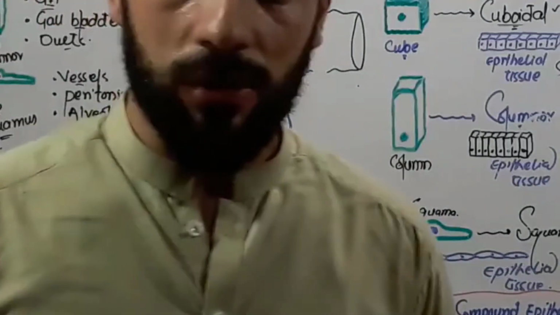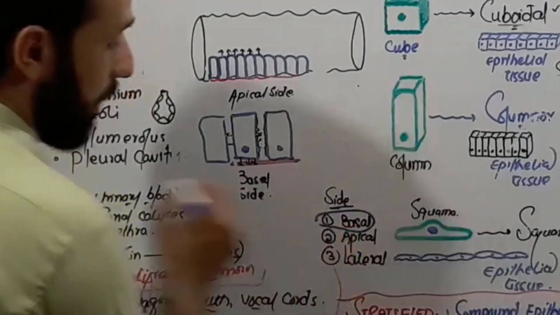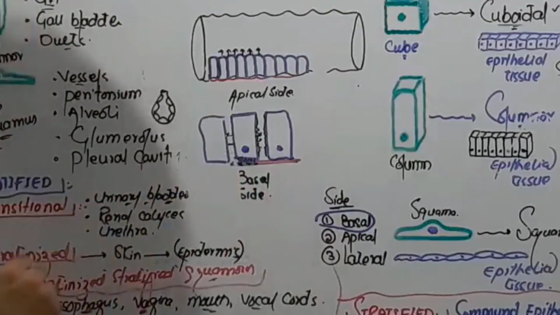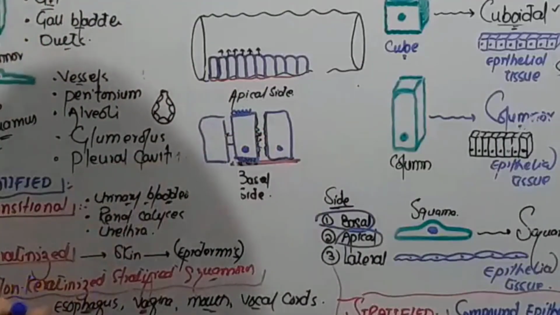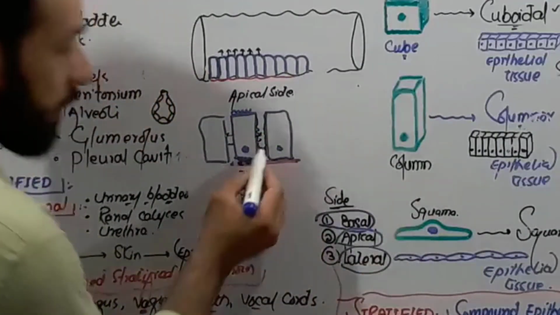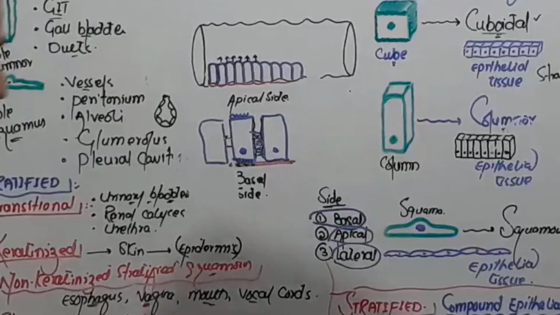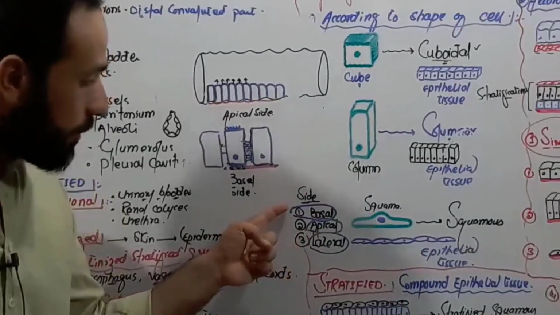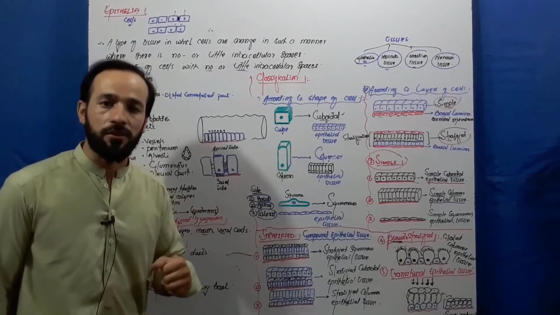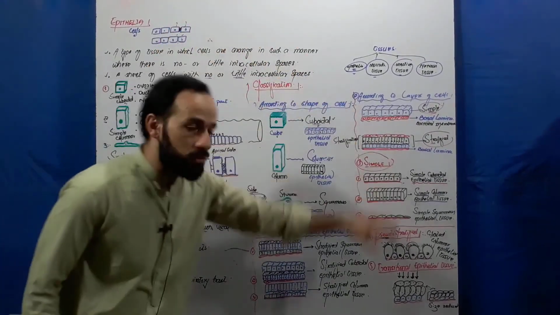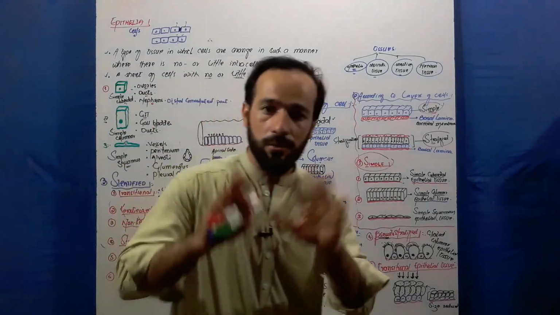Now in the next lecture, inshallah, I will discuss the features of the epithelial cells on the basal side, what the structures are here, the features of the epithelial cells on the apical side, what the structures are here, and the features of the epithelial cells on the lateral side, what the structures are here, right? We will see all these basal side features, apical side features and lateral side features in the coming lectures. This was about the classification of the epithelial tissue, and this is about the locations of the epithelial tissue in our body.